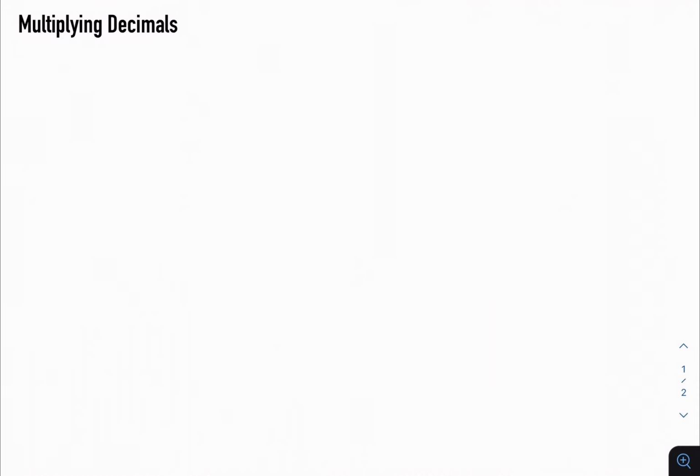In this video, we'll be learning how to multiply decimals. When multiplying decimals, we need to consider the place value of each digit. So let's take 2.5 times 3.2 for example.